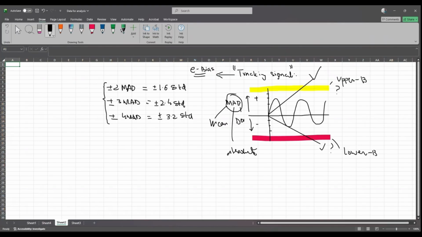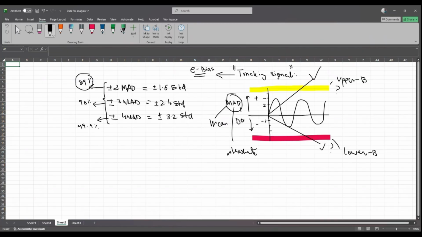So how is that? It is estimated that in plus minus 2 MAD, approximately 89% of errors should lie. In plus minus 3 mean absolute deviations, about 98% of errors should lie. And in plus minus 4 mean absolute deviations, about 99.9% of errors should lie. So now here you go, that's the limit. If I say plus 2 and minus 2, then in that particular bound, about 89% of errors should lie.